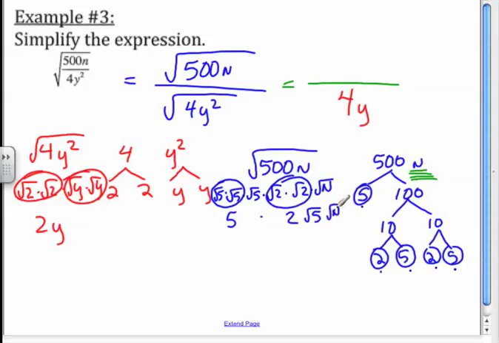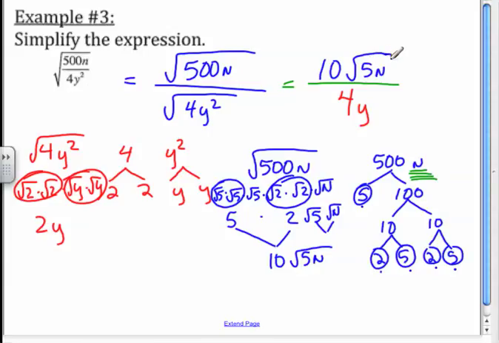Well, what do I do with that, Mr. C? Well, first, you know that that's going to be 10. And then I just have to put these together into the square root of 5n. That's it. So then I write that on top. 10 root 5n. Awesome, Mr. C, you're done. No, I'm not.